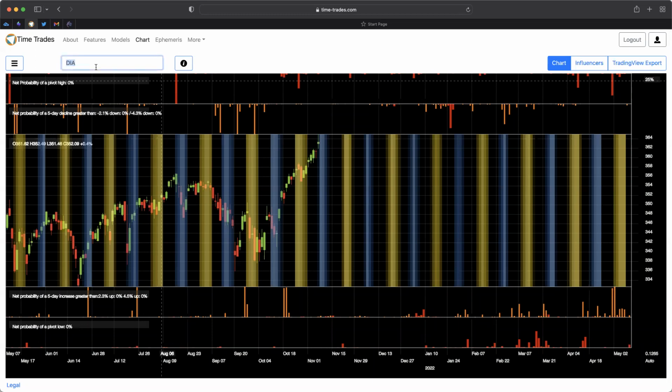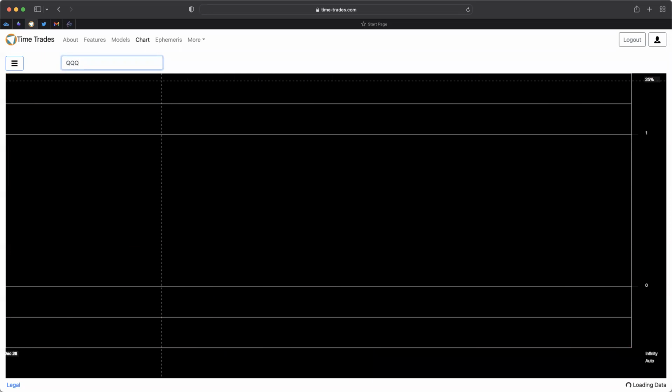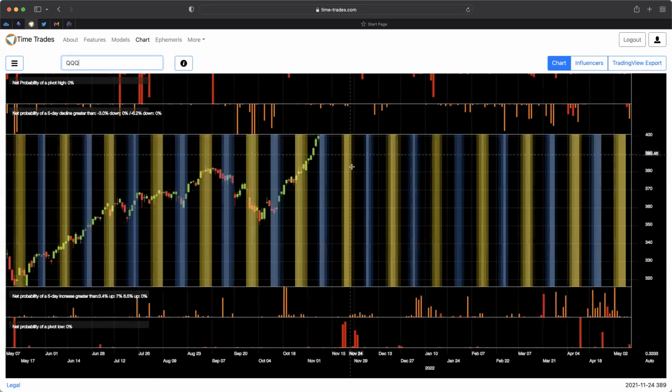Okay, so let's do a quick review of what we're seeing on time trades right now. What I'm looking at most closely is the Qs. So if we look at the Qs, we still have this massive pivot low that's parked out here in late November. We definitely would benefit from correction in price.